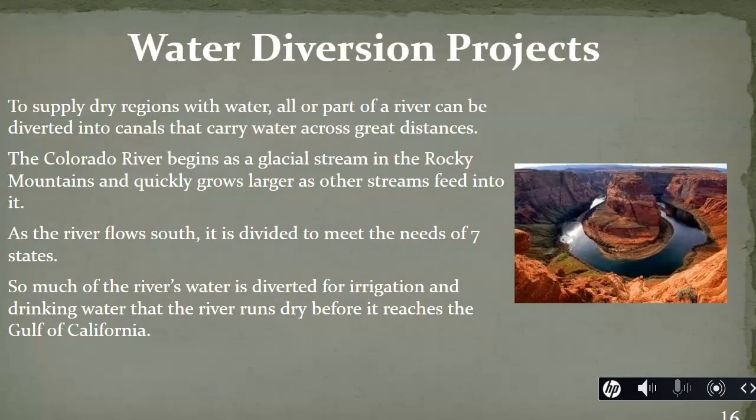Okay. We also have something called a water diversion project. If we want to supply a dry region with water, we can divert a river into a canal to carry water across great distances. So we see the Colorado River begins as a glacial stream in the Rocky Mountains and grows larger as other streams feed into it. It does meet the needs of 7 states. It's a huge river, and a lot of it is diverted for irrigation and drinking water before it reaches the Gulf of California. So you can see an example of this in that picture.